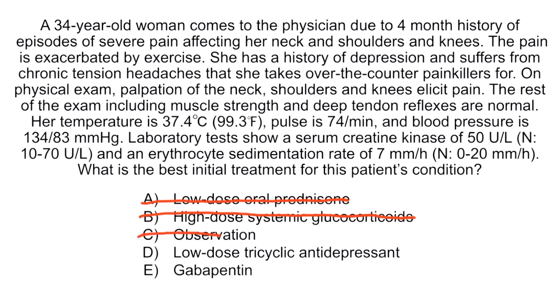Now, option C is incorrect because even though low-dose TCAs are not curative, which is what we chose, option D, they do help manage the symptoms of fibromyalgia. Therefore, only observation is not sufficient. Now, option E, gabapentin, is incorrect, as anticonvulsants aren't used as an initial treatment for fibromyalgia. So again, the correct answer is D, a low-dose tricyclic antidepressant. And that concludes this section.